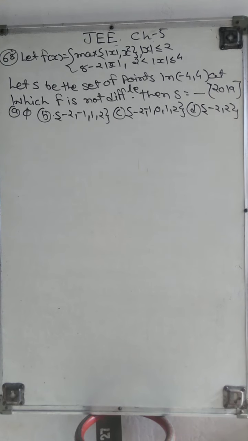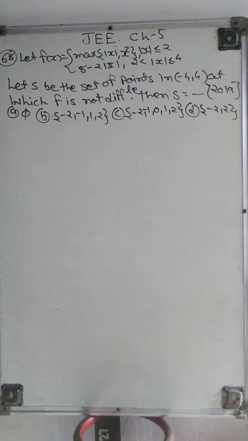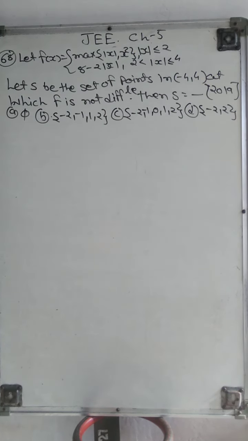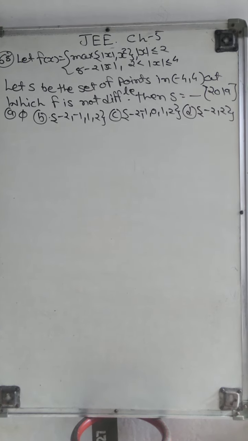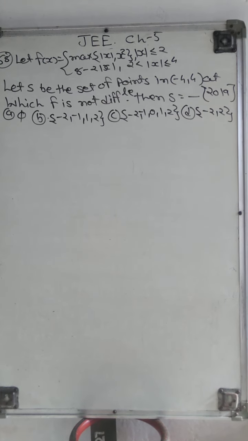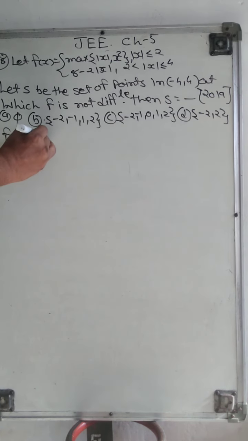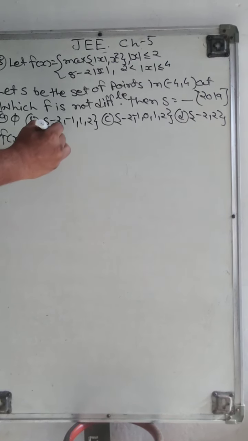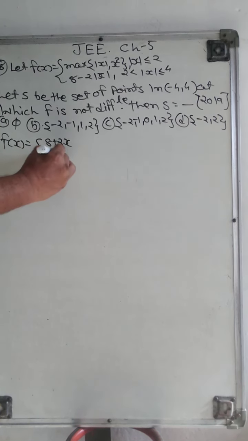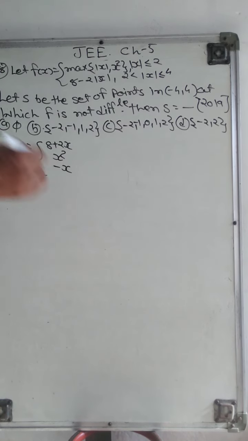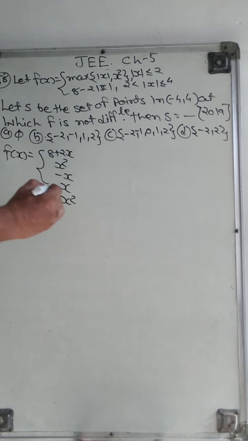Okay, 68. Let f(x) equal the maximum of mod x and x square, where mod x is less than or equal to 2, and 8 minus 2 mod x for 2 less than mod x less than or equal to 4. So here there are so many pieces. We put it here that f(x) equals 8 plus 2x, then x square, minus x, x, x square, and 8 minus 2x.